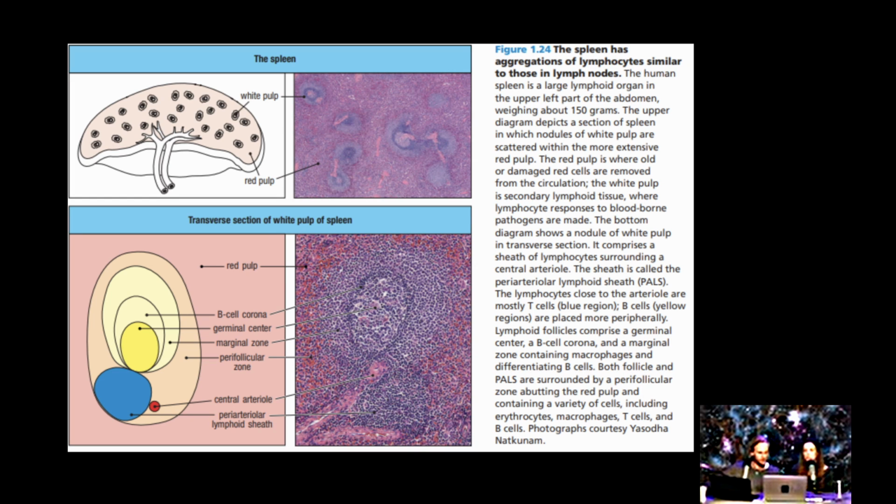The spleen is also like the lymph nodes. It's like a giant lymph node, basically. So there are different structures inside of the spleen. You have these white pulp nodules that are scattered throughout the red pulp. The red pulp is where old or damaged red blood cells, basically old erythrocytes, are removed from circulation. And the white pulp is this secondary lymphoid tissue, which is like the lymph nodes. You have lymphocyte responses to blood-borne pathogens.